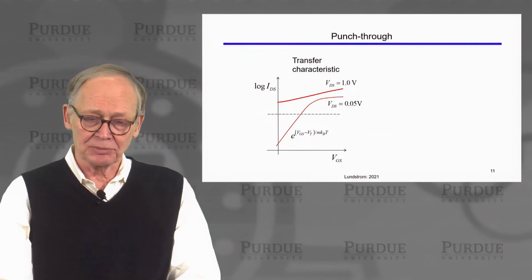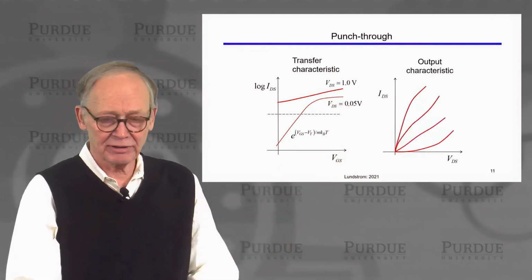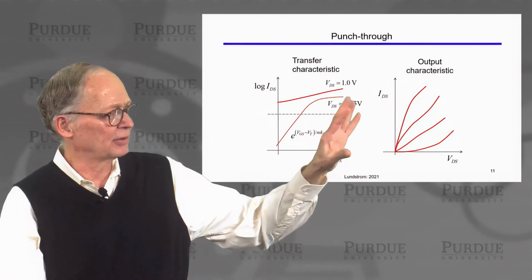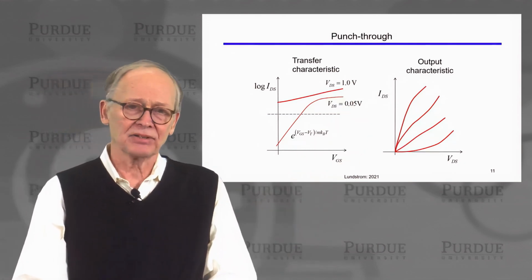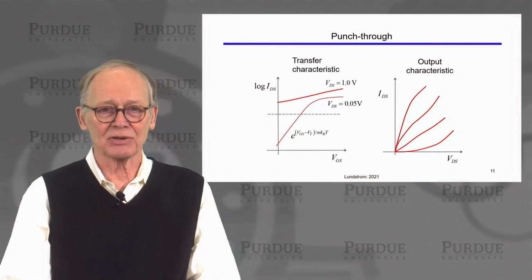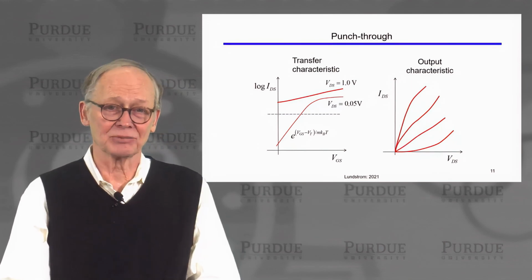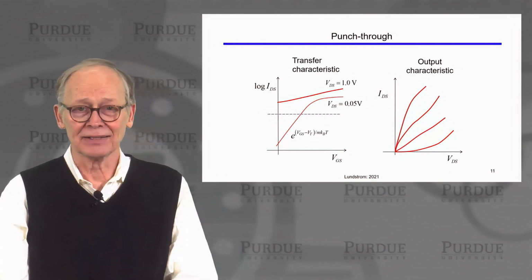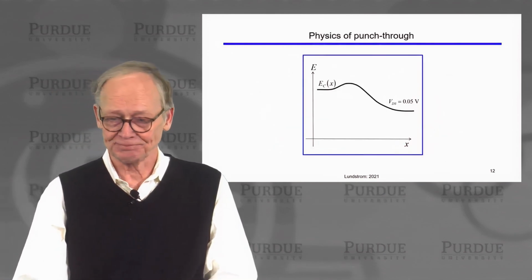So a punch-through looks something like this. On a transfer characteristic, on an output characteristic, you would notice it would look something like this. So these are very poor transistor characteristics that essentially render the transistor of no use for us in good circuits.